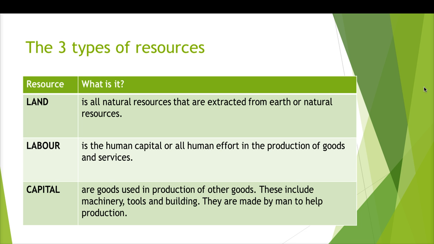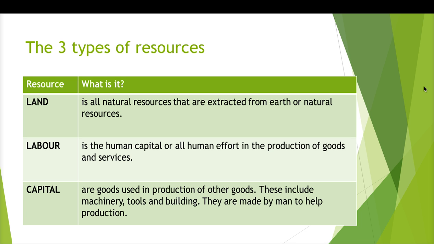Now this is going to be important for today's lesson, these 3 we're going to be looking at in depth. So we've got land, or natural resources as it's being called today. They're all natural resources that are extracted from earth or natural processes. So that can include mining for metal, logging for timber, water. There's a range of different natural and land resources.